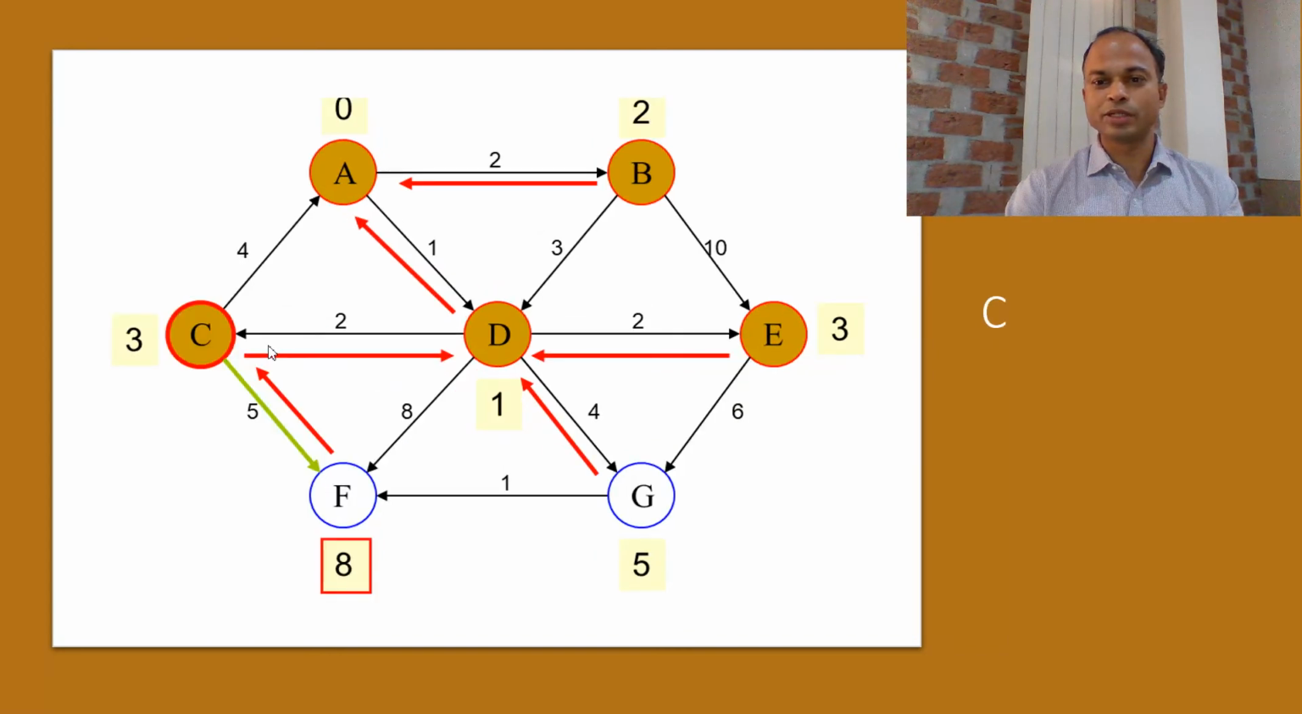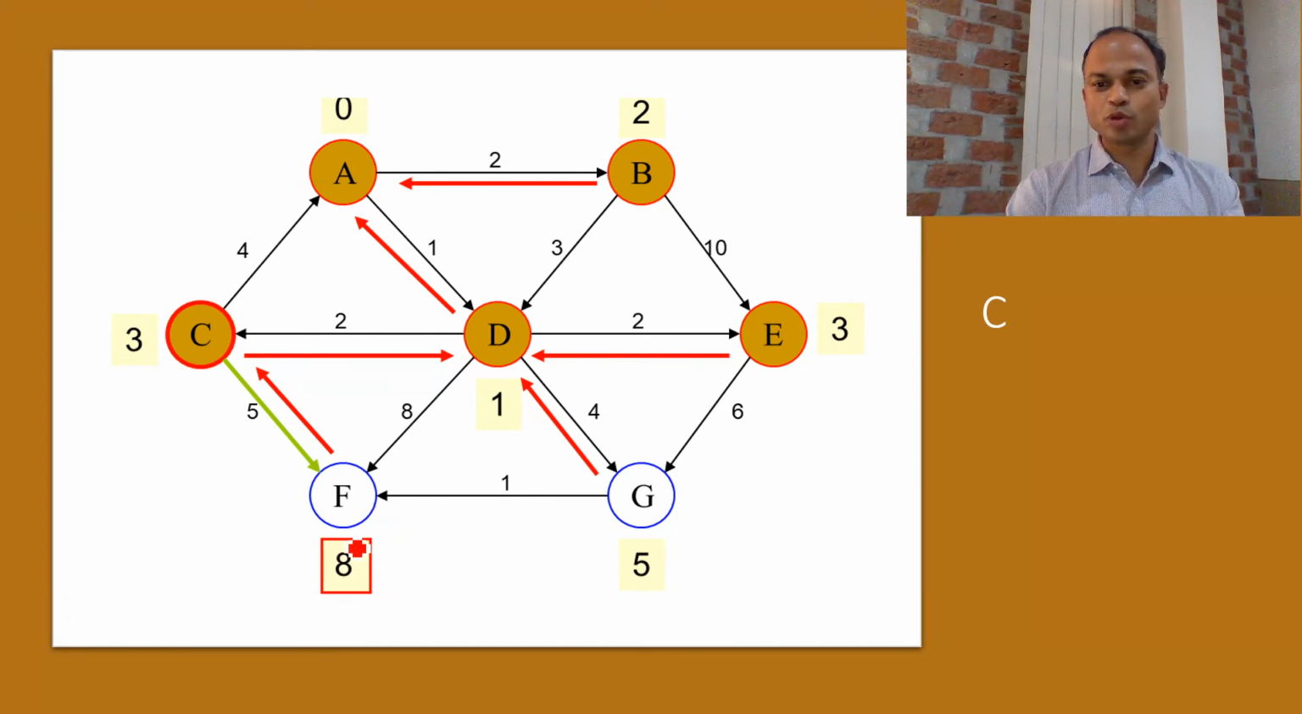Now we have to select node C. After selecting the node C, we have to find out the adjacent. Adjacent of C is A, but we cannot take A because A has been already explored. Now C to F we can take. And now this is 3 plus 5, 8, and it was 1 plus 8, 9. Minimum value is 8. Therefore, we have to update it, and we have updated it to 8.